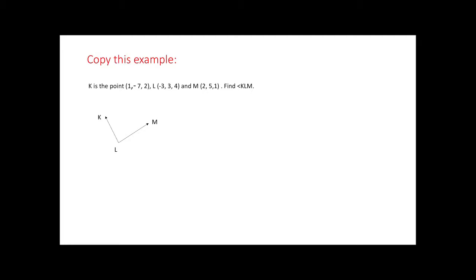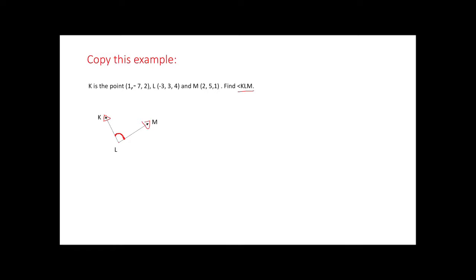So if we're asked to find KLM, that means we're asked to find this angle in here. So it's very important that both our arrows are pointing away from L, as they are in this one. Or if you weren't given any arrows, if you weren't given your diagram, then you need to make sure that you can point them in the same direction yourself. So either both pointing away or both pointing towards.